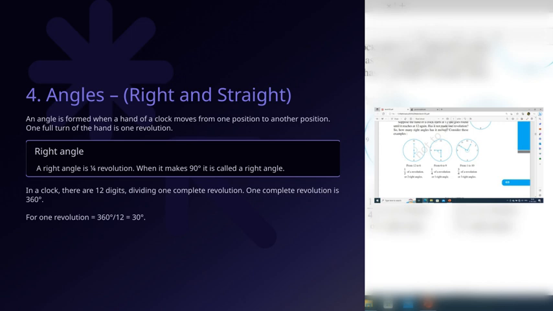When we divide 360 degrees by 12, we get 30 degrees. That means each hour mark on the clock represents a 30-degree movement. Understanding these angles helps us see how the clock's hands move, and also gives us a foundation for recognizing different types of angles in everyday life.